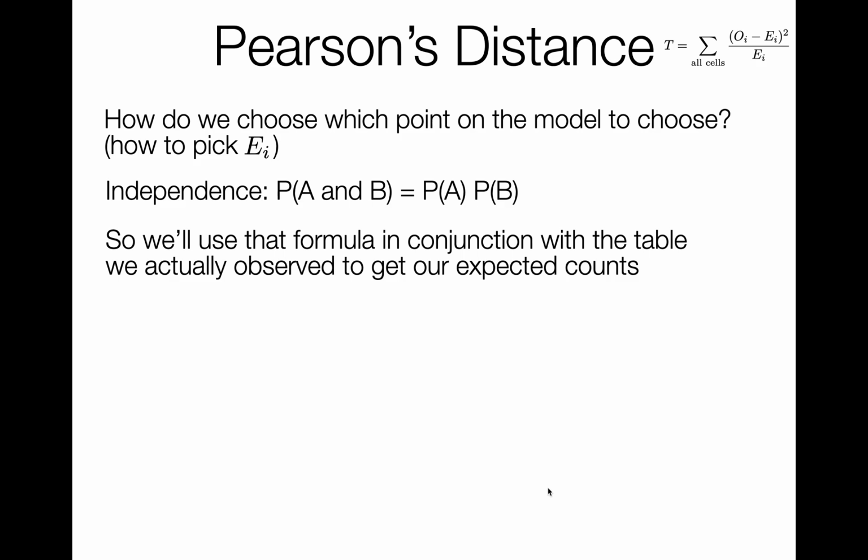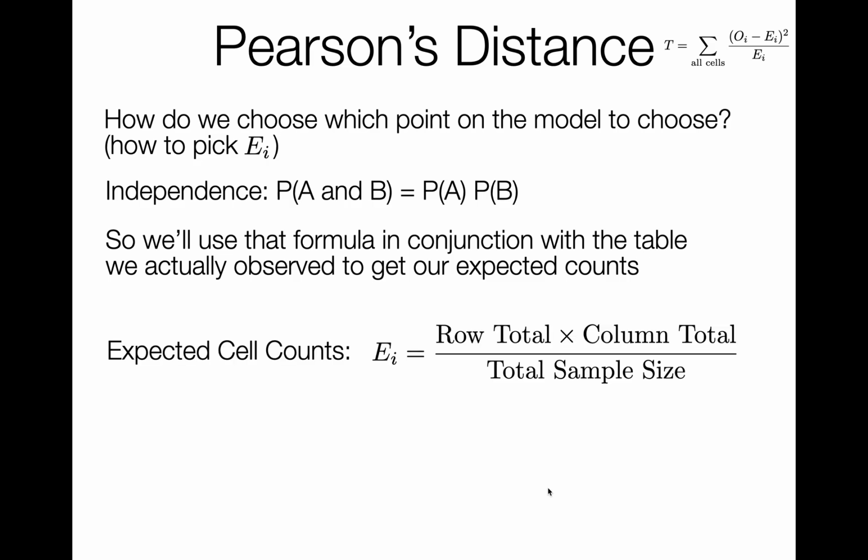is quite simple. Independence, as we stated before, is that the probability of the joint is equal to the product of the marginal probabilities. And so we're going to use that exact formula in conjunction with the tables that we actually observed to get our expected counts. And so our expected cell counts are this: the row total times the column total.